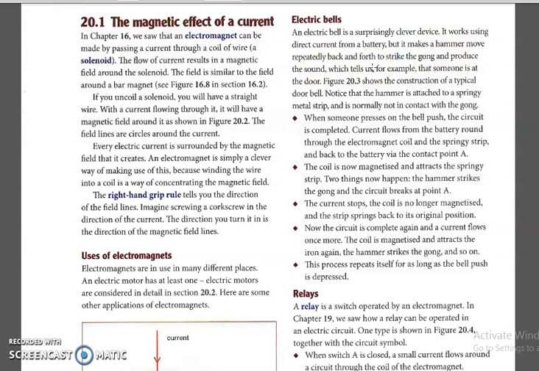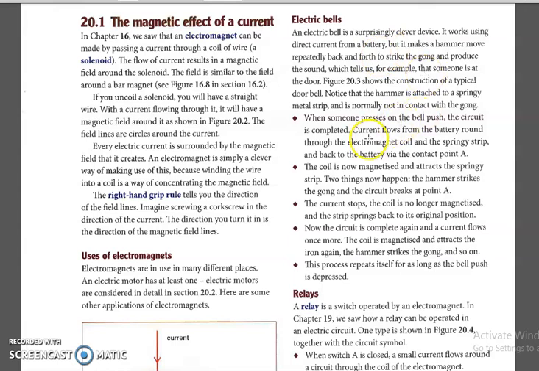Why it is back and forth: when the armature is attracted to the hammer, the current is in the off position. So it will be demagnetized again. The armature will be back to its original position. So there will be a back and forth motion to strike the gong.